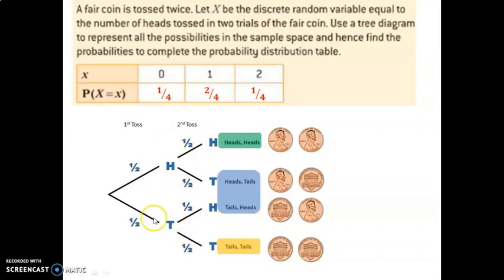There is 1 path out of 4 paths that lead to no heads, so we have 1 out of 4. There are 2 paths out of 4 paths that lead to 1 head, so we have 2 out of 4, and there's 1 path out of 4 that leads to 2 heads. But I want you to be aware that this idea about how many paths lead to there and that becomes our probability only occurred here because the probabilities are equal. It says 50-50. If these were not equal probabilities, we cannot simply count how many paths there are and say that's our probability. We would have to add up the probabilities along the paths, right?